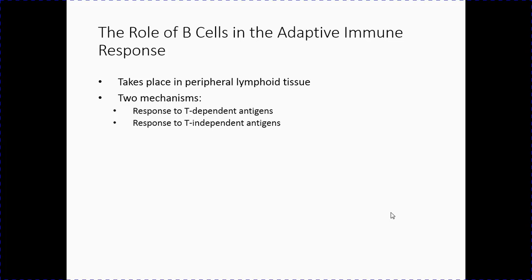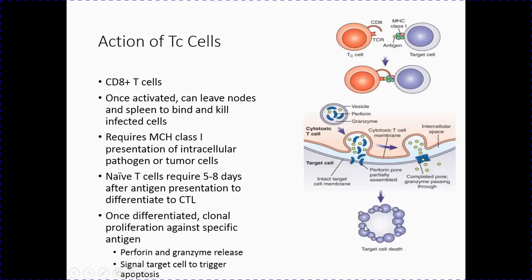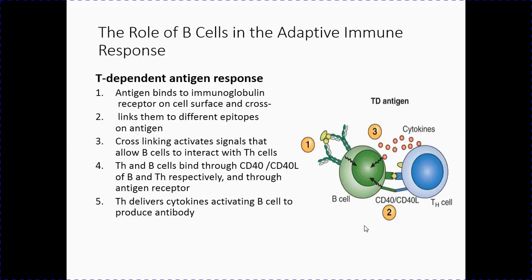There were the two mechanisms. There was a response to T-dependent antigen and T-independent antigen. And what that means is some B cells can act independently of T cell presentation or that T cell trigger, and some require that the T cell has been activated. So let's look at the two different mechanisms of B cell response to the adaptive immune system.